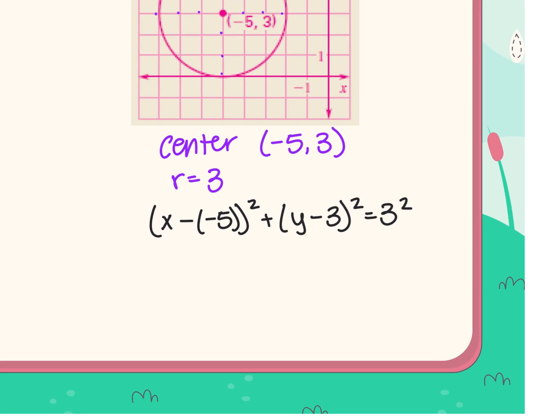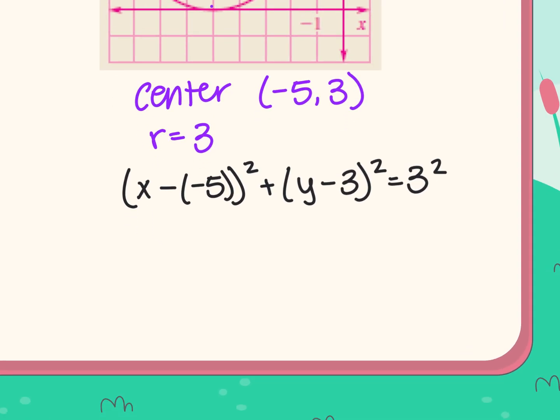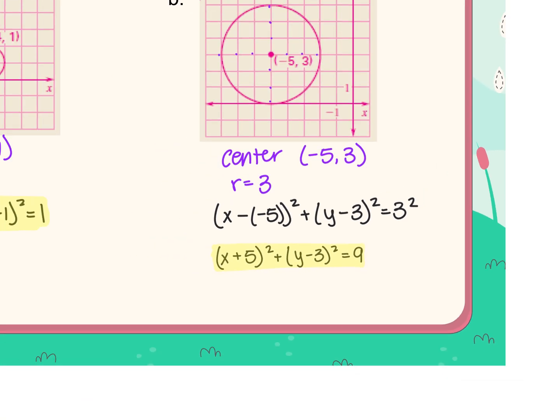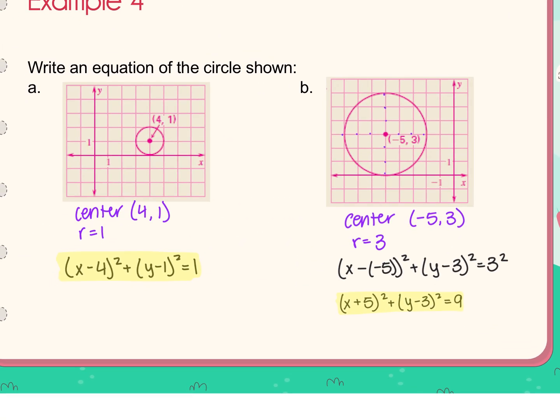Solving everything. Please do not leave your answer like this. You have to solve it. I'm going to eventually get x plus 5 squared plus y minus 3 squared equals 9, and that's my answer. Again, signs are definitely important for this. If you get a positive and it's supposed to be a negative, it's going to be incorrect. Questions on these two?